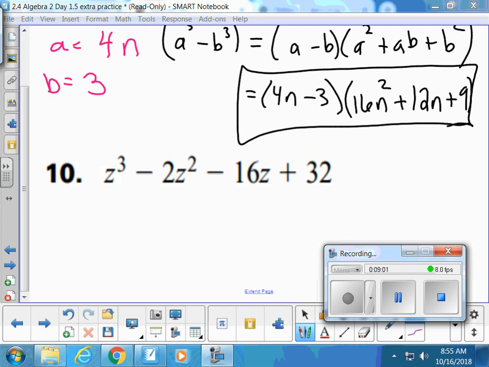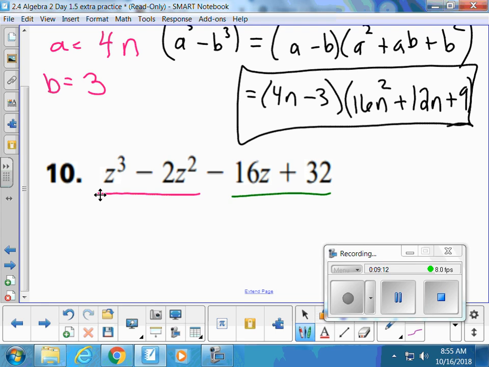We're going to go ahead and do 10 next while we're on this slide. We're going to use what method? Grouping, my favorite, because there's 4 terms. We'll do a pink group. We'll do a green group. So what is that common monomial that I can pull out of that pink group? Anybody know? Z squared. Good. Leaving us with 1z minus 2.